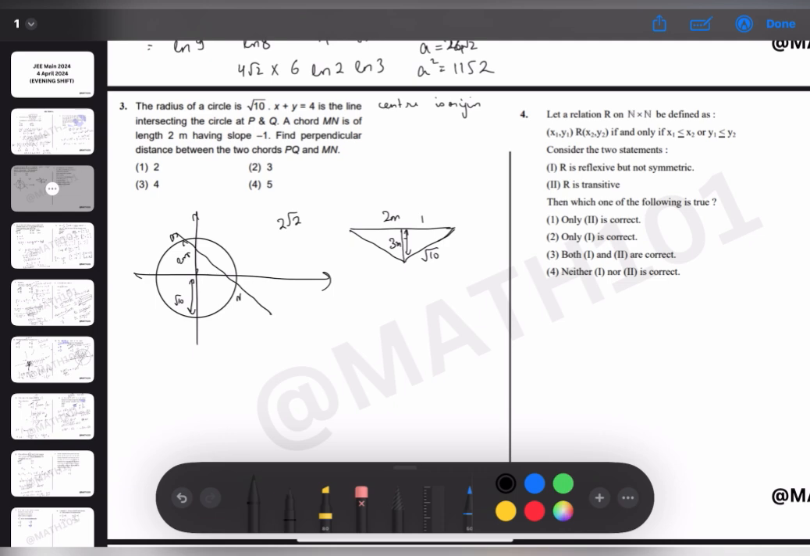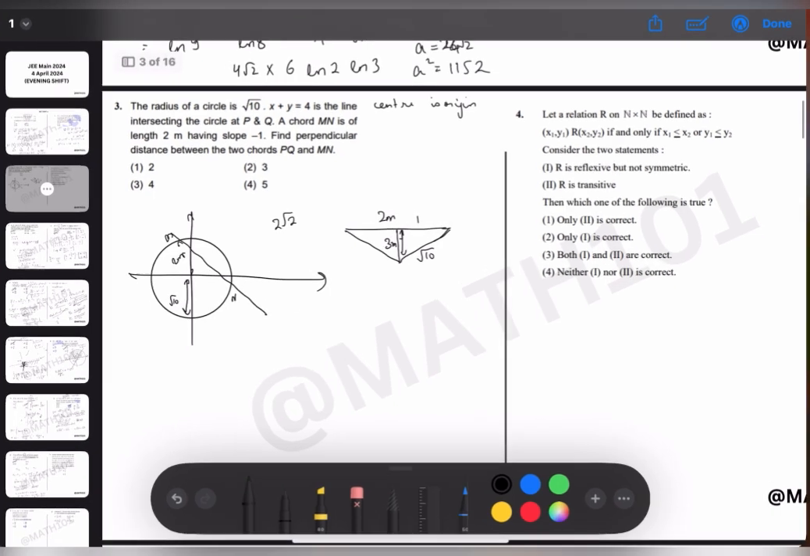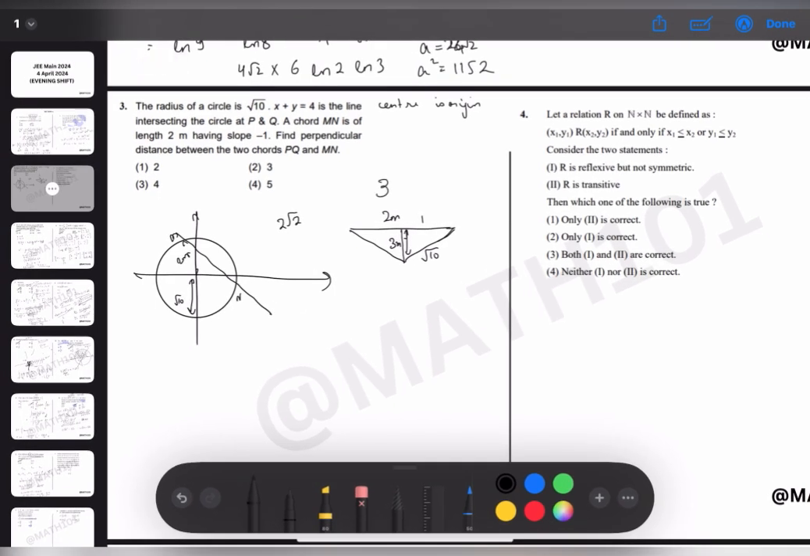So the answer is 3 plus or minus 2 root 2. The correct options are 2 minus root 3. These options are also wrong: 3 minus root 2, root 2 minus 1 and root 2 plus 1. So the answer is B. 3 minus root 2 is the correct answer.